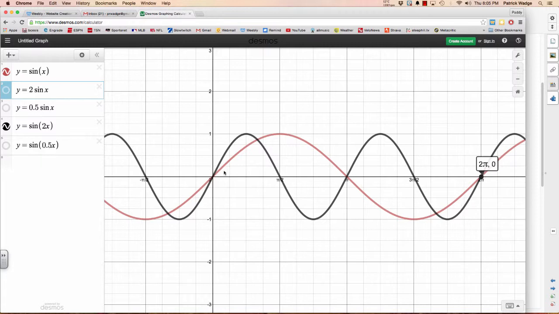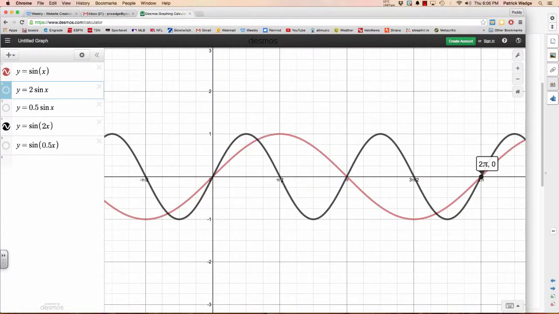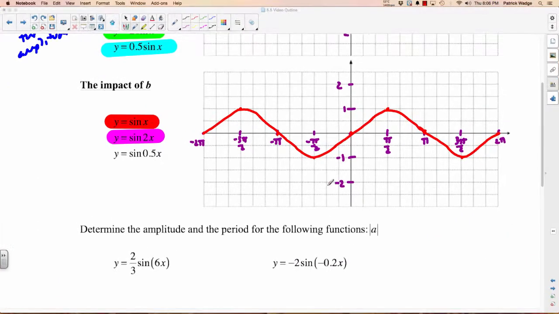With this black one, how long does it take till it starts repeating? It's repeating after pi. Okay, so it's half as much. It's cut the period down in 2. So at pi over 2, this thing's already gone up and back down. So what we need to do is go halfway between this point and pi over 2. So that'd be right here. And that's where it hits its maximum.